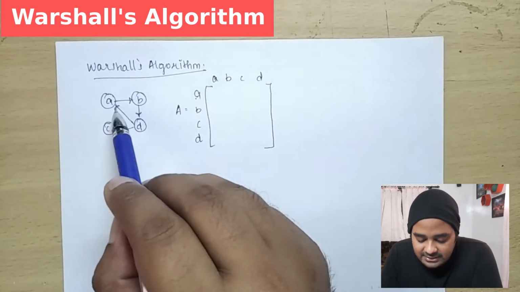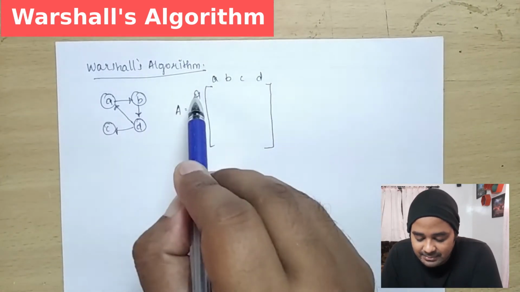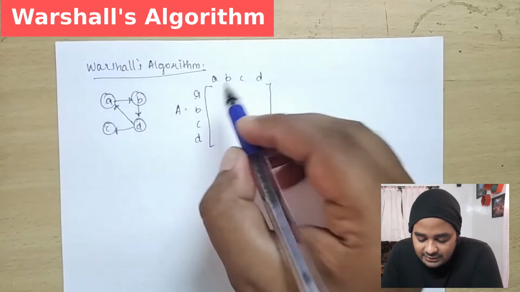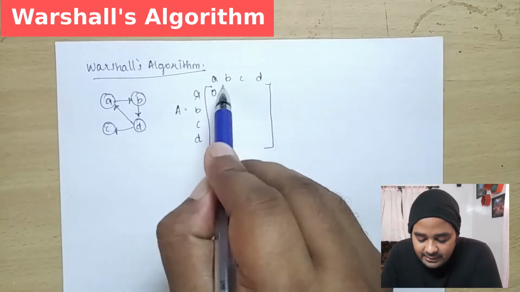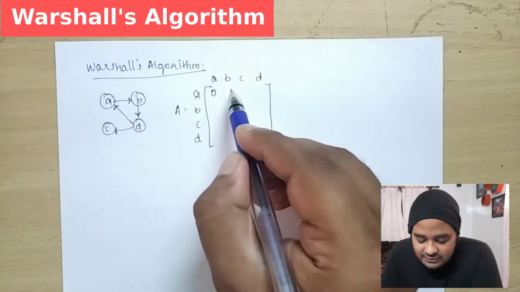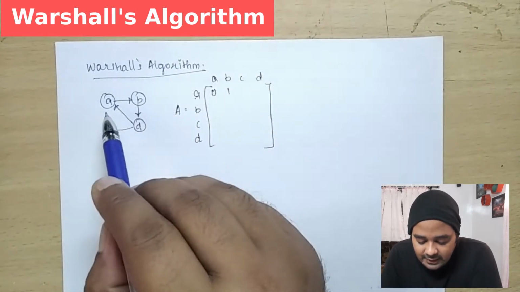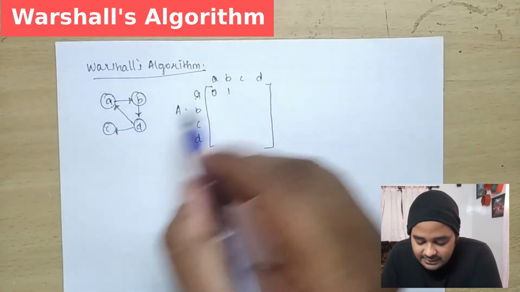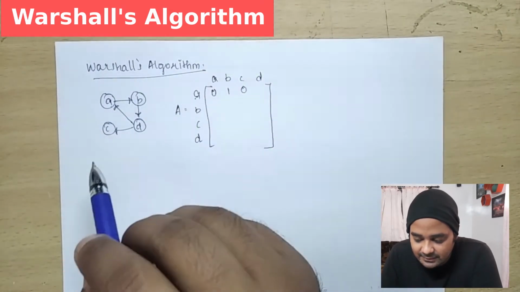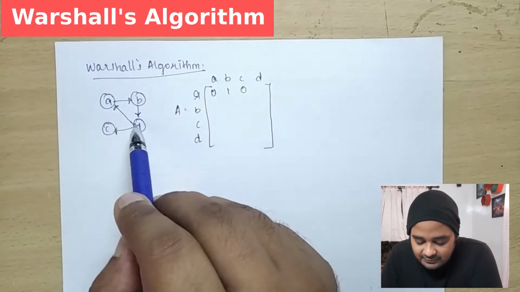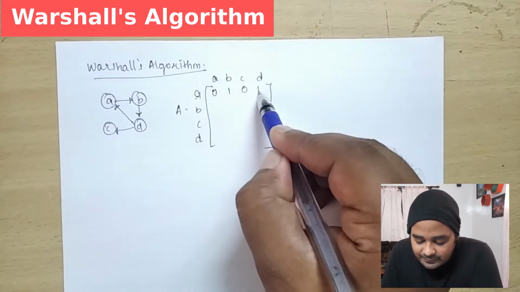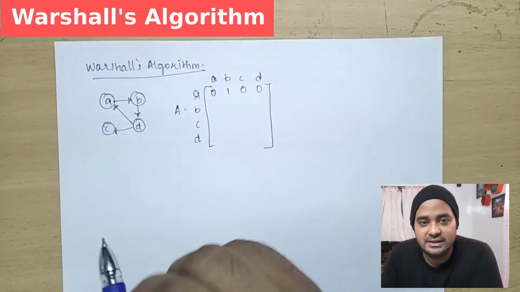We look at whether there is a path from A to A. There is no path, so I'm marking it as 0. Whether there exists a path from A to B: yes, there exists a path, so I'm marking it as 1. From A to C, there is no path, so I'm marking it as 0. From A to D, there is no path, so I'm marking it as 0. This is how you construct your matrix.